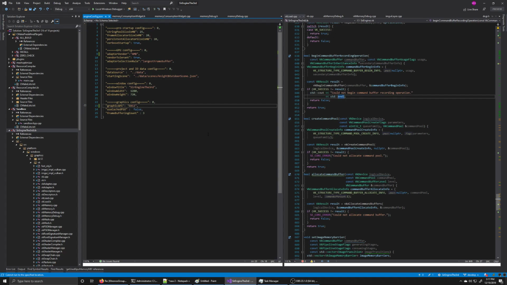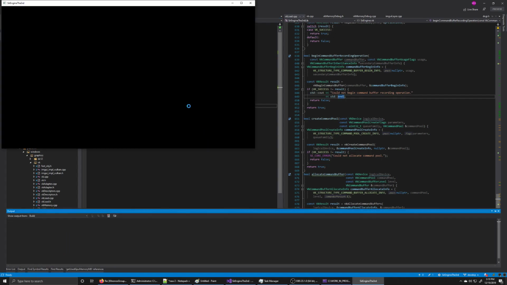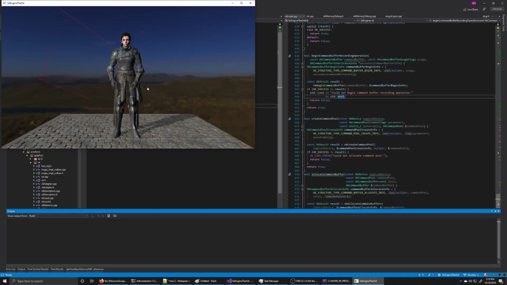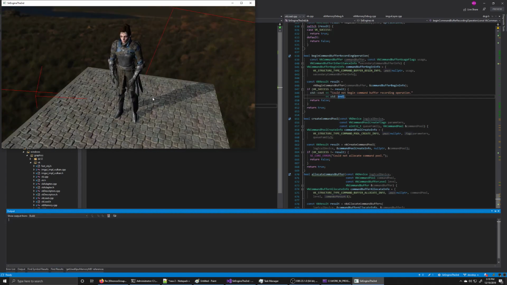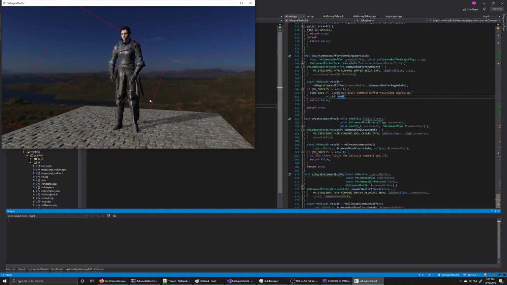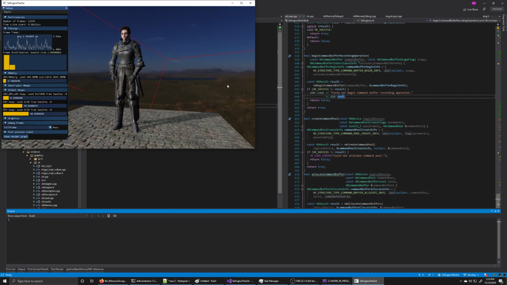Of course, this is not done, it's far from done. So much work to be done, but I'm kind of in a state where I can show something, right? So if you run the engine as is, this is the good old DX12. So basically that was where I left off with the DX12 implementation.